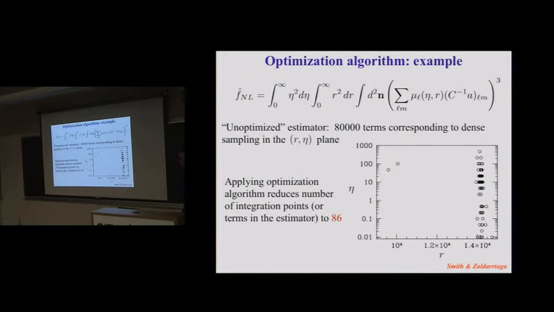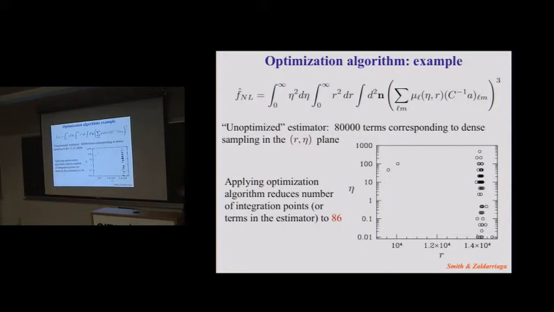Here's an example. If we start with this pi.cube shape that I talked about before, we originally write down an unoptimized estimator where we just densely sampled the eta r plane with, say, 80,000 points, which is sort of naively the number of points that you might think that you need.